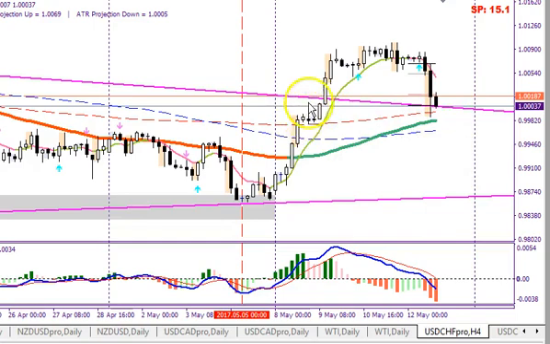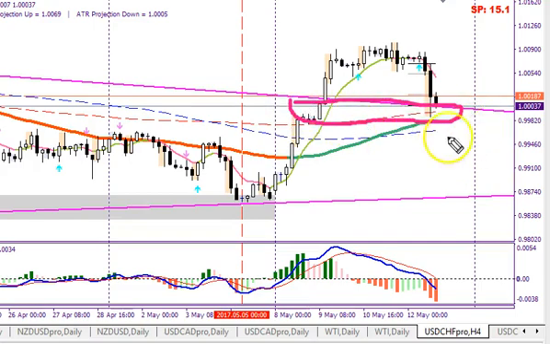Here is also previous support. So this whole area right here is a major area of support, and I believe price could go much higher, and we're looking for a buy above 10050. Why do I say that? Because we want to take a buy above here.